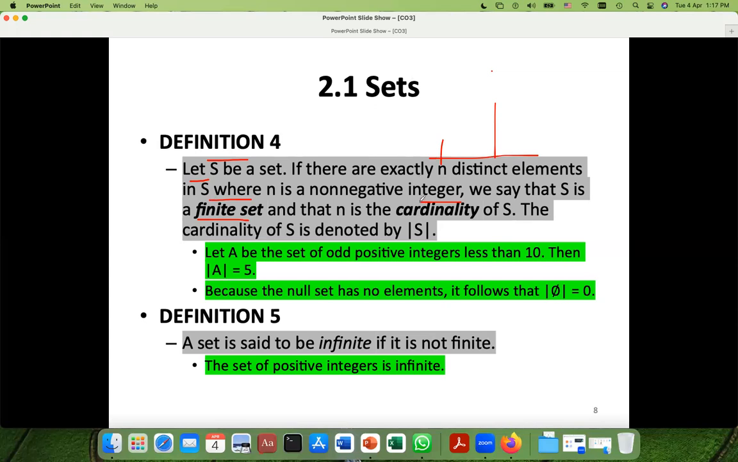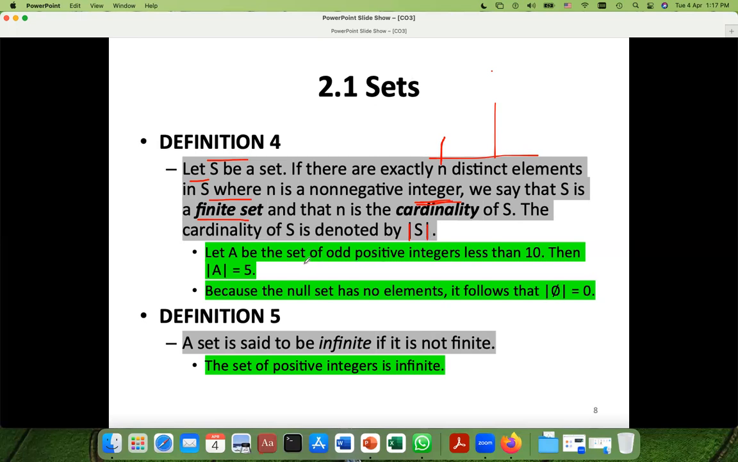And then we have the cardinality. That n that you are saying, which is representing how many elements that set is containing, this is called the cardinality. The other meaning for the cardinality is the size of the set. So size and cardinality is the same thing. And we can represent this cardinality with these parallel pipes.